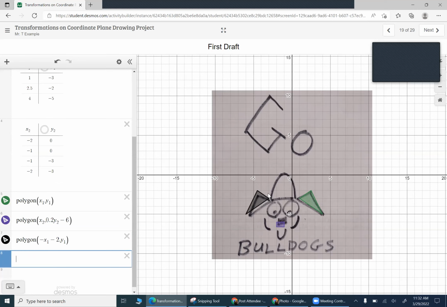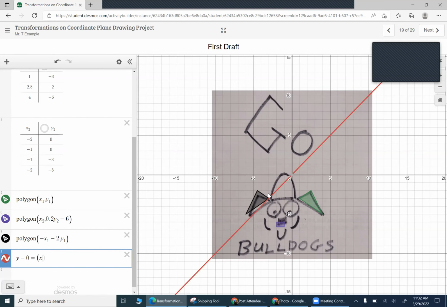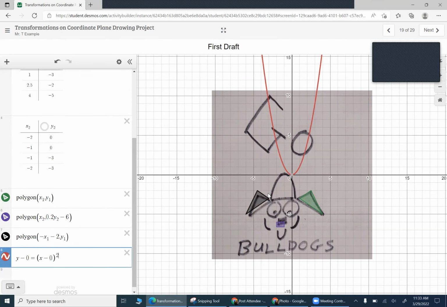So I'm going to do y minus 0 equals x minus 0 squared. That's our parent function. I need to flip it over, so I'm going to put a -1 in front. That flips it over, and this is almost perfect. I'm just going to slide it over a little bit. I think it just needs to go over like 1. No. Oops. What did I just do? It's too much. 1. Oh, there we go. Perfect.